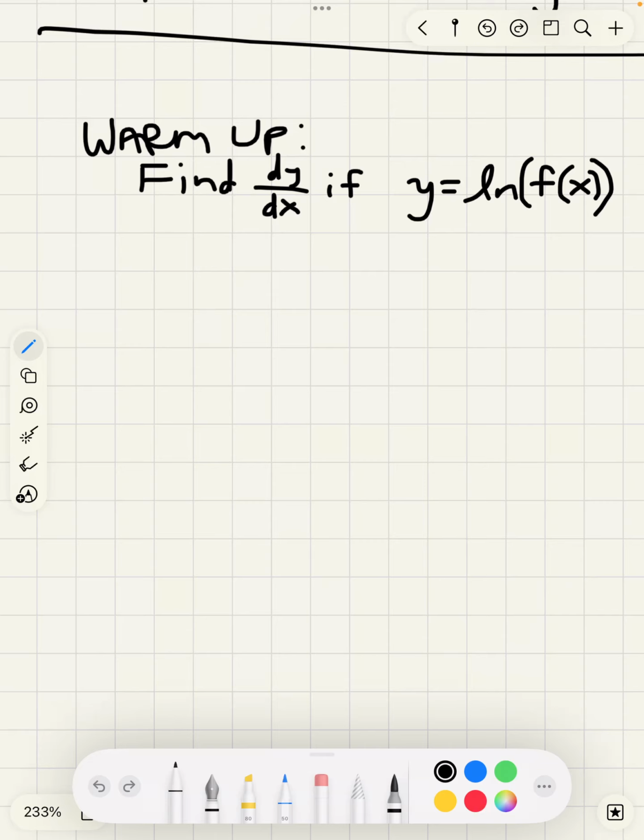All right, so coming back to it, we want to find the derivative of y given that y is the natural log of f of x. Side note, f of x can be anything. It can be the square root of x, it can be sine of x, it can be natural log of x. Yep, natural log of a natural log, who'd have thought? But the point is we can differentiate this just using the chain rule.